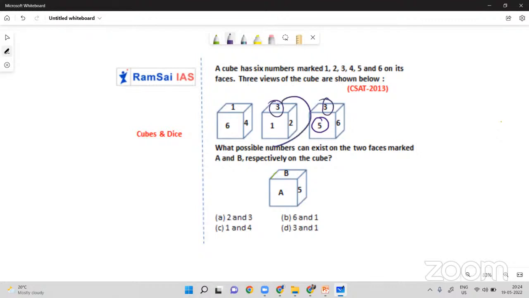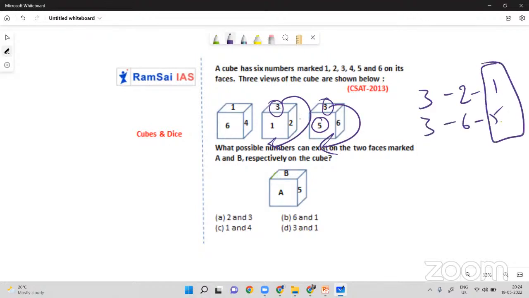So I'll do one thing. 3 clockwise, 3, 2, 1, 3, 2, 1. So 3, 6, 5. Opposite of 5 is 1. So opposite of 5 is 1. So I can say the face 1 can never be opposite of either A or B.